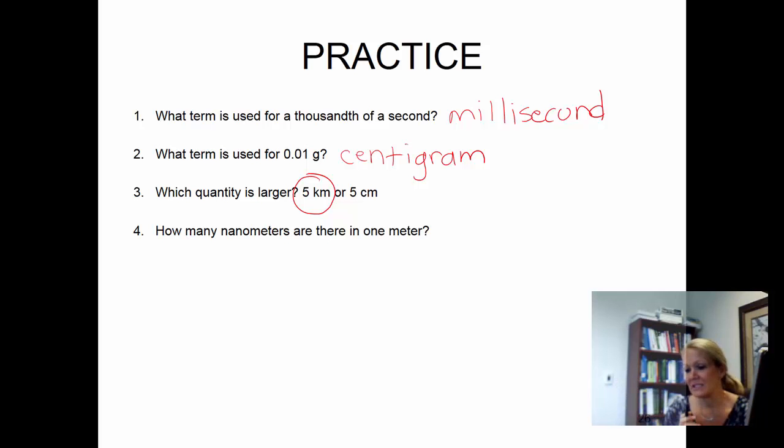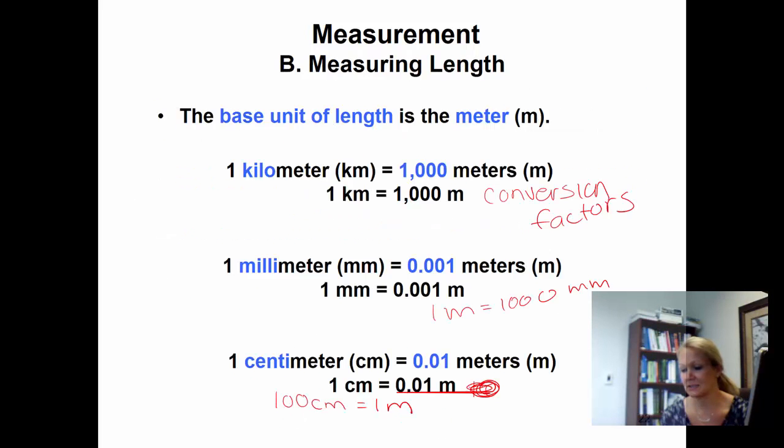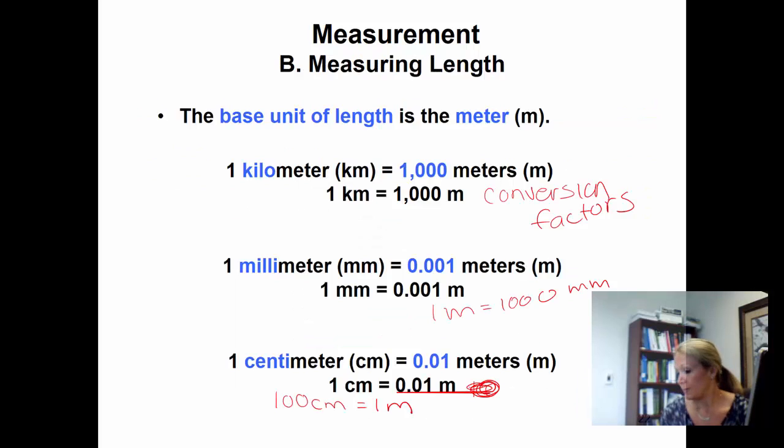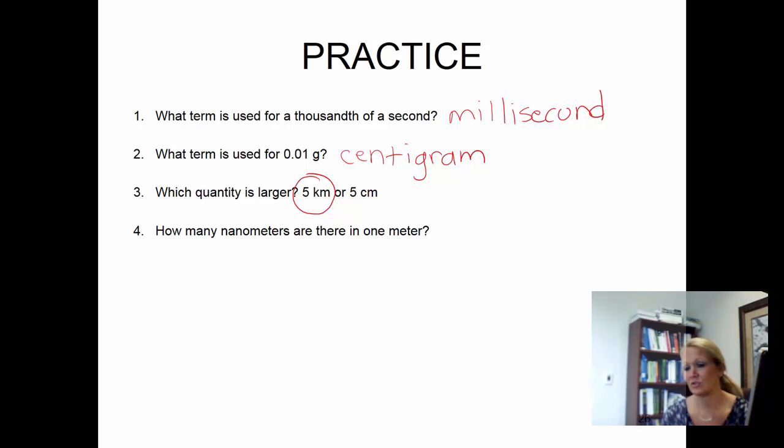How many nanometers are there in 1 meter? If you didn't remember the prefix nano, that was one of the last ones we looked at. It means a billionth, so really small. Move that decimal place over and over 9 times. The question asks, how many nanometers would you need in a meter? So you would have 1 billion nanometers to equal 1 meter.